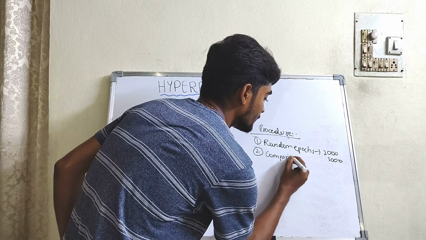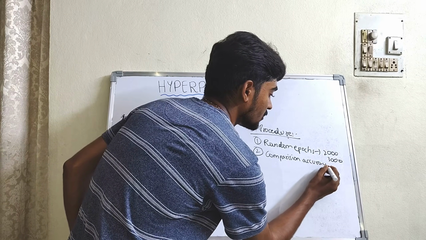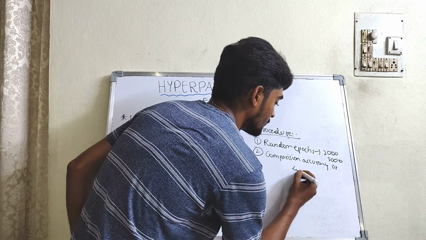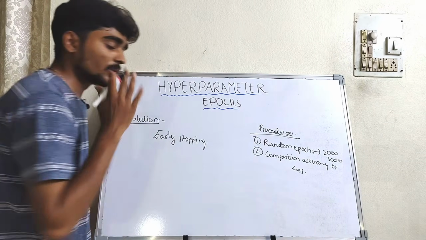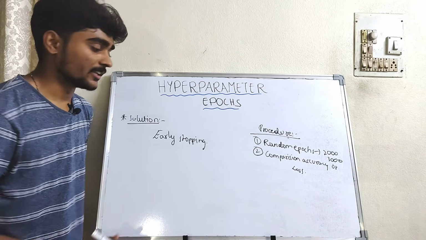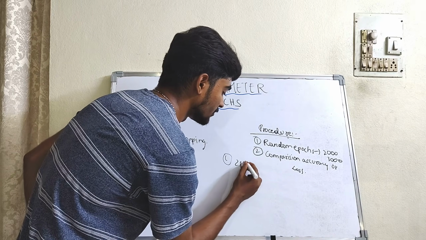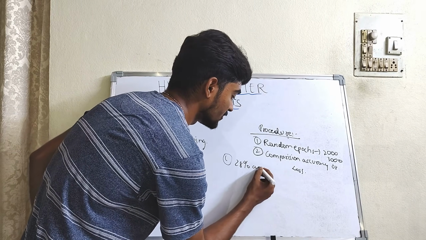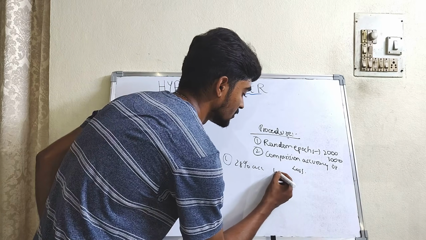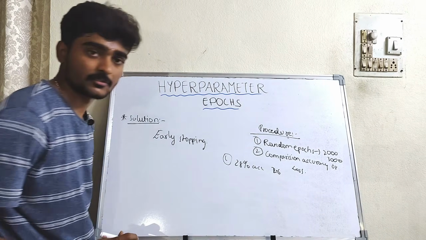comparison of accuracy or loss. Now in this step what actually happens is, let's say your model has started the training. At the initial first epoch you have got around 28% accuracy, and loss is around, let's say, 2.6.